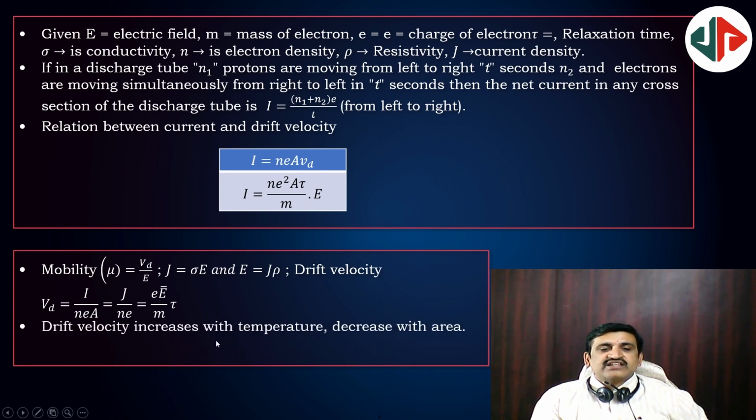Drift velocity increases with temperature, decreases with area of cross section. Conductivity sigma is equal to ne square by m into tau.